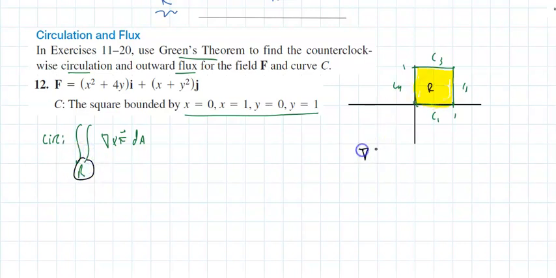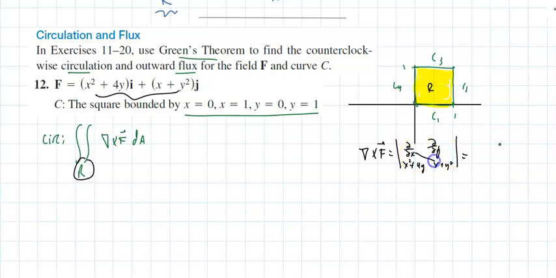So what is del crossed with f? Let's get that out of the way. And that would be partial with respect to x, partial with respect to y, and there's f. That is x squared plus 4y and x plus y squared.